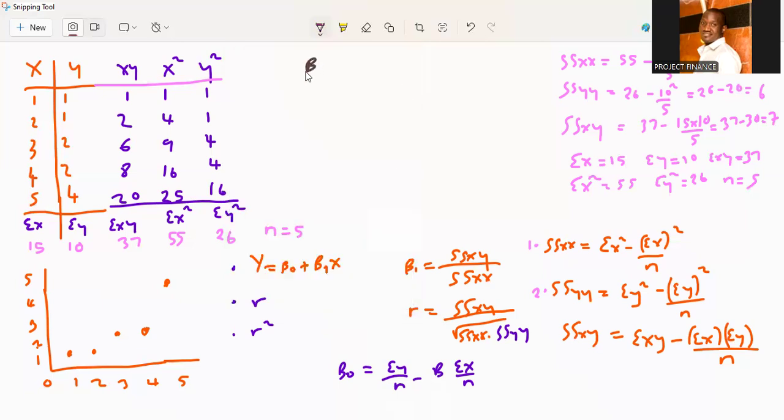So how do we find the b? Our slope, b1, is xy over xx, right? What is our xy? 7. What is our xx? 10. So our slope will be 0.7. Are we together?